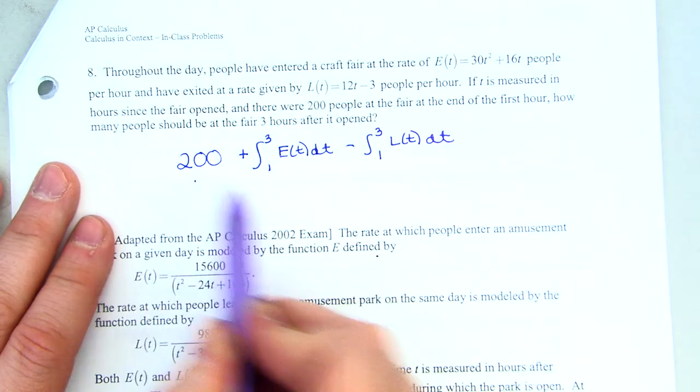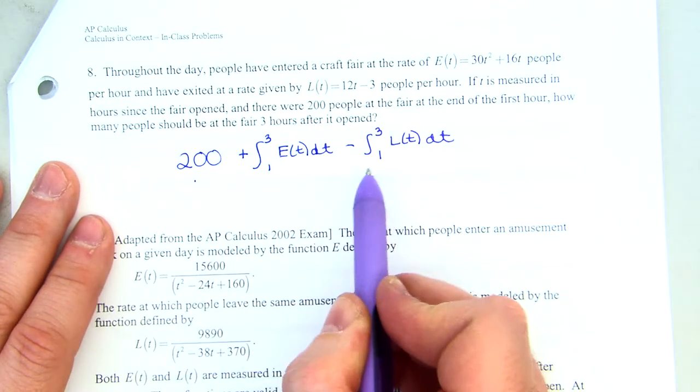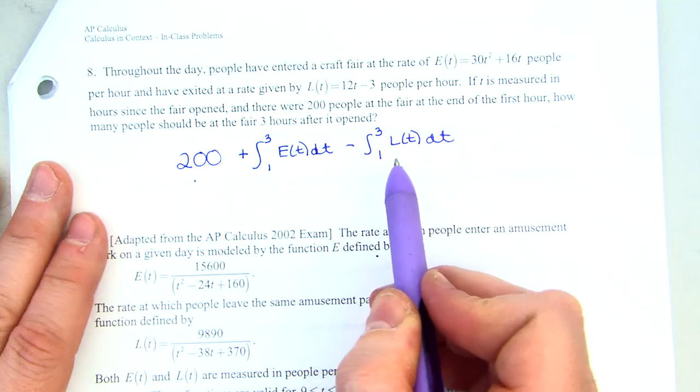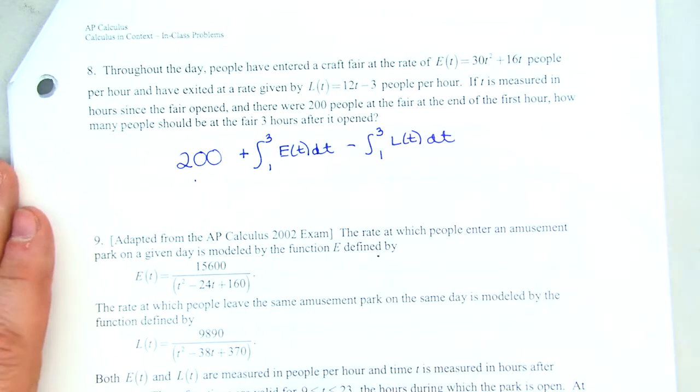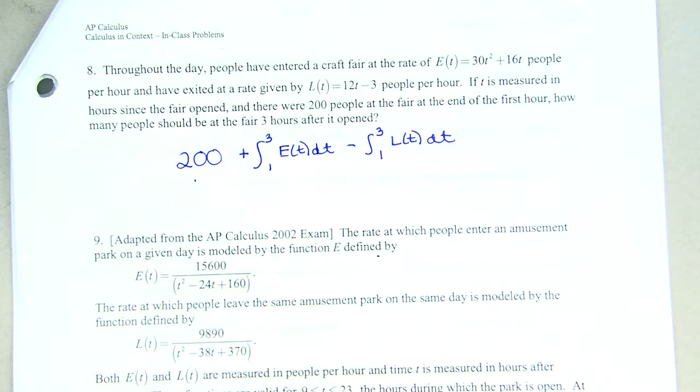Starting number of people, plus total number of people who've entered, minus total number of people who've left. And they really like these questions with 2 different rates, a rate in versus a rate out. We'll see a bunch more examples of that in a moment. Now, I can simplify this a little bit.